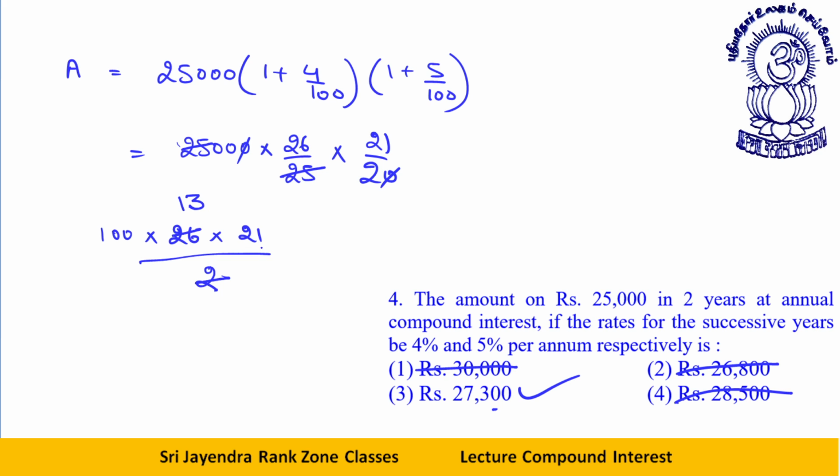13 into 21. 210 plus 63, 273. Followed by two zeros, I get my answer.